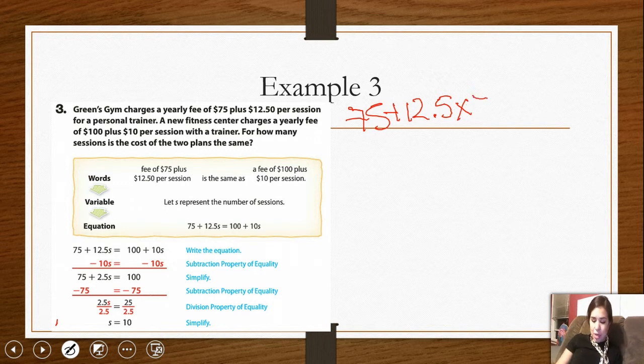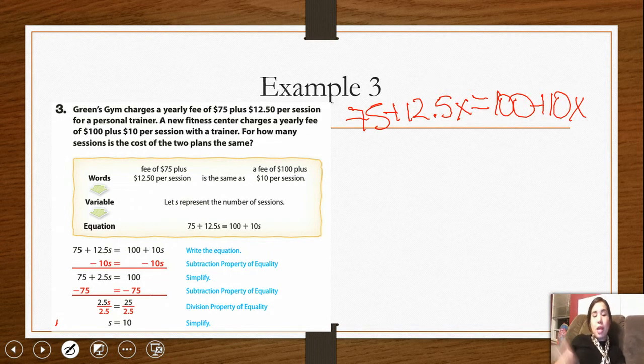Then that equals, because I want those to equal each other, the other one, which is $100 to start, and then each session it's $10, and then $10 and $10. If it's just one, it'd be just 10. If it's two, it'd be 2 times 10. If it's 3, it'd be 3 times 10. So I'm adding 10 times the number of sessions.